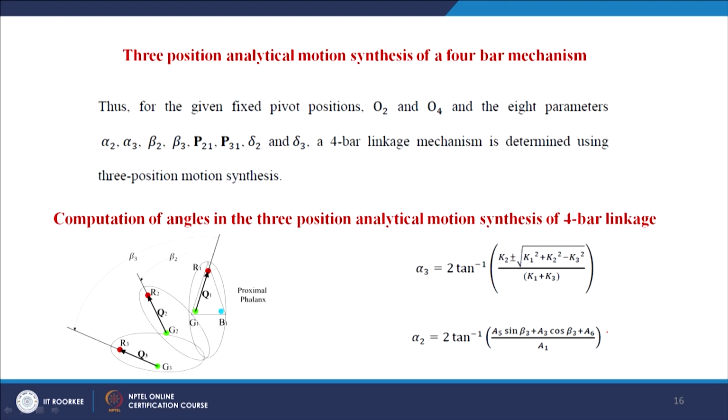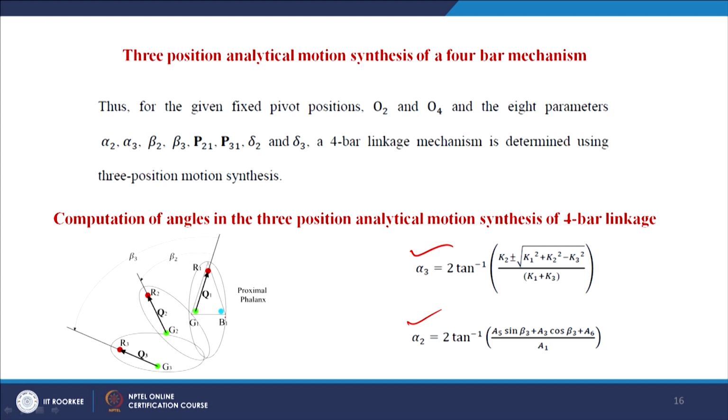Now, having solved this, we should also see how we could give the variables, that is alpha 3 and alpha 2, how they can be obtained, because that is a value which we are able to obtain from the marker positions.